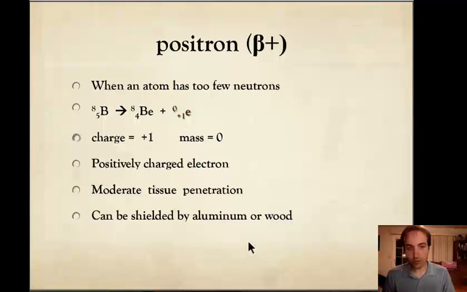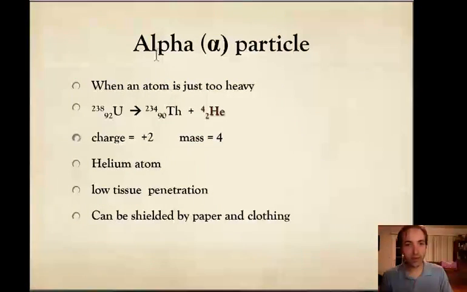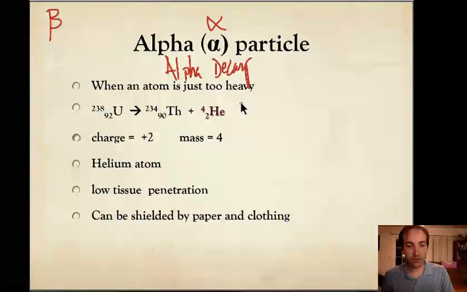Now let's go on to our third type of radiation, which is known as alpha radiation. Notice the symbol for alpha is kind of like a fish. Beta, we didn't look at that before, but it's a B with a little tail. Alpha decay, or alpha particles, happens when an atom is just too heavy.